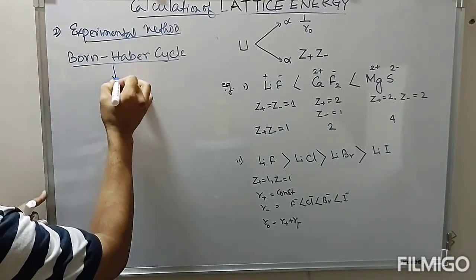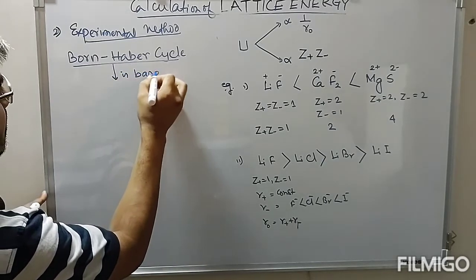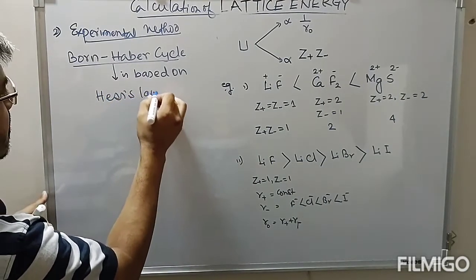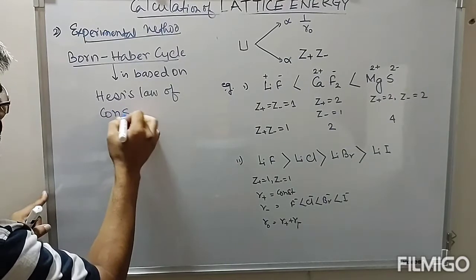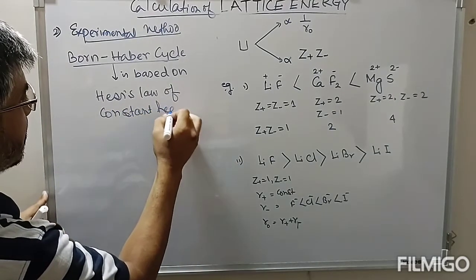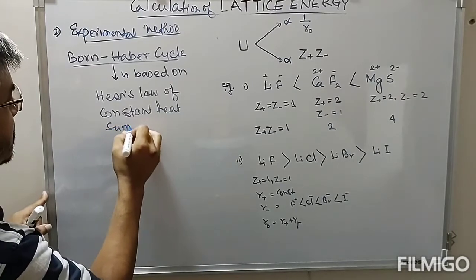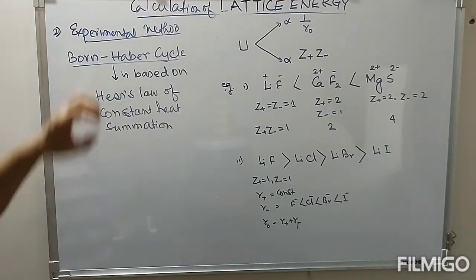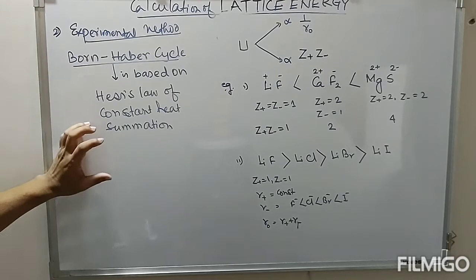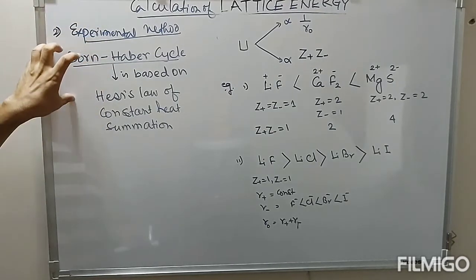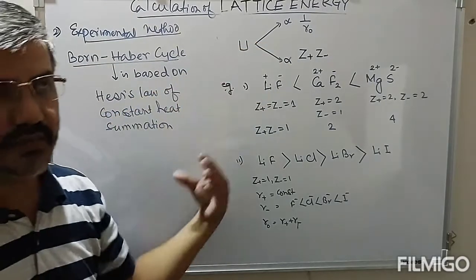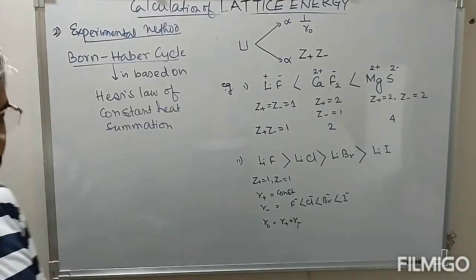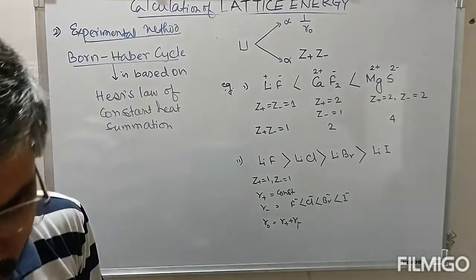Now this Born-Haber cycle is based on Hess's law of constant heat summation, or simply known as Hess's law. So while developing this Born-Haber cycle we use a law which is known as Hess's law. So the method for determination is known as Born-Haber cycle, but Born-Haber cycle is based on a law which is known as Hess's law of constant heat summation, or simply Hess's law.